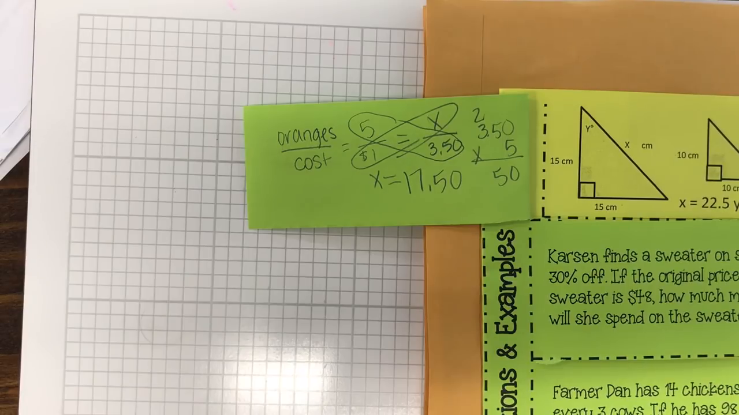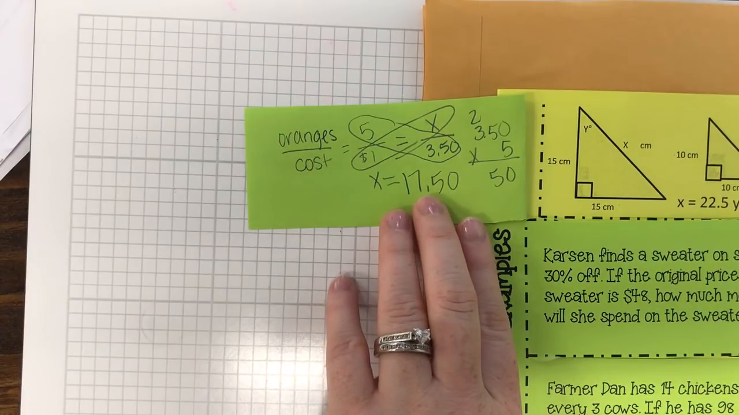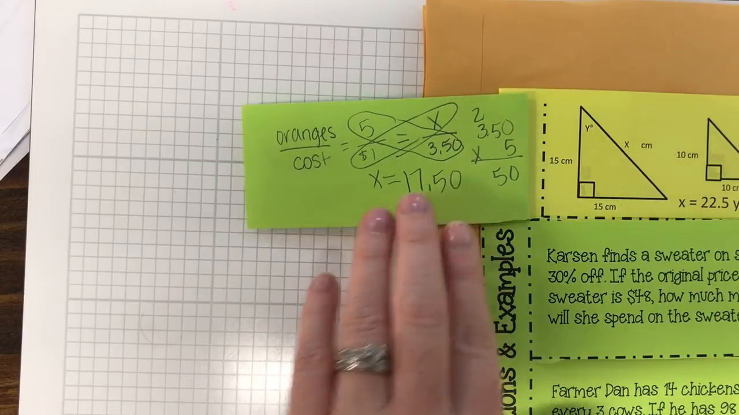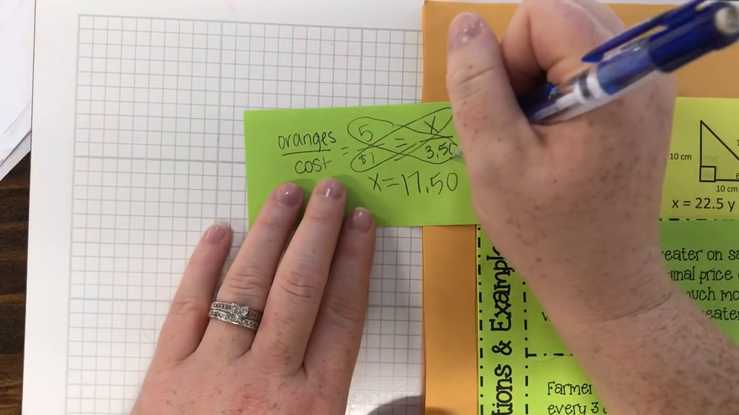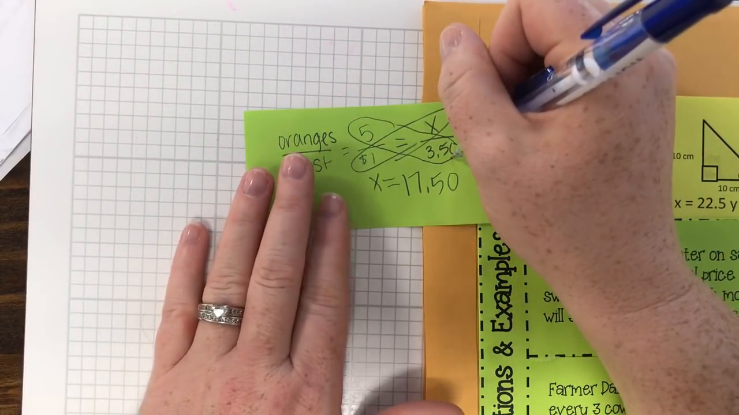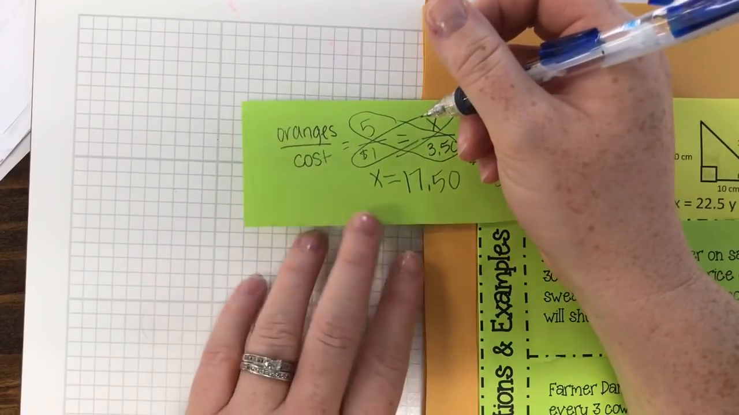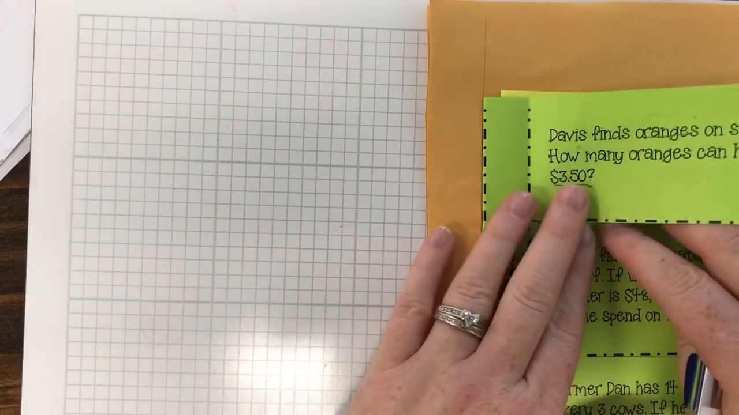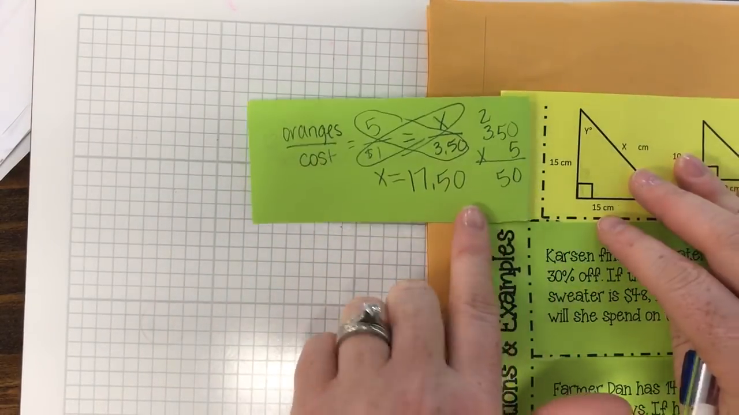I'm sorry, 17.5 oranges, not $17.50. Well, that's just saying the cost for $3.50. You're really not going to get half an orange. So this is just probably not a good question that was set up evenly. Does that make sense? Okay.